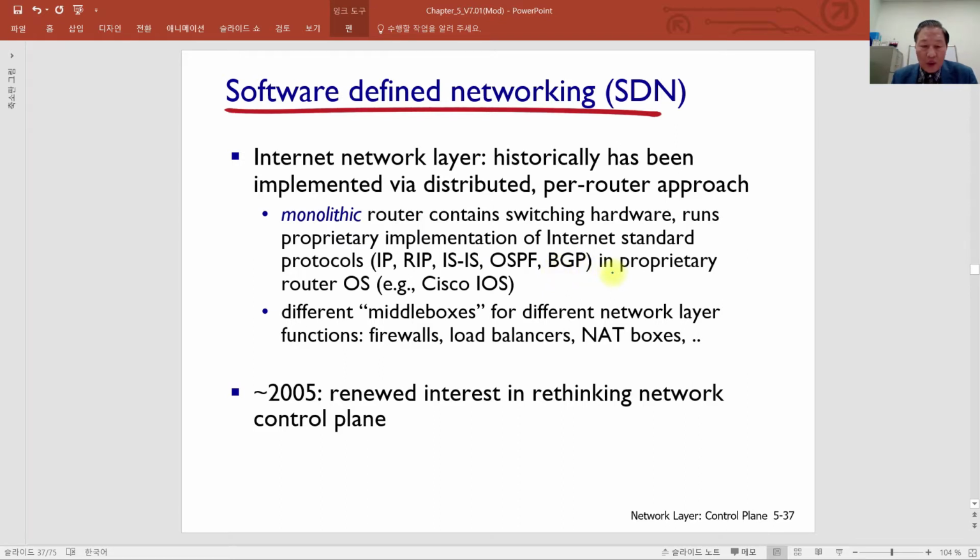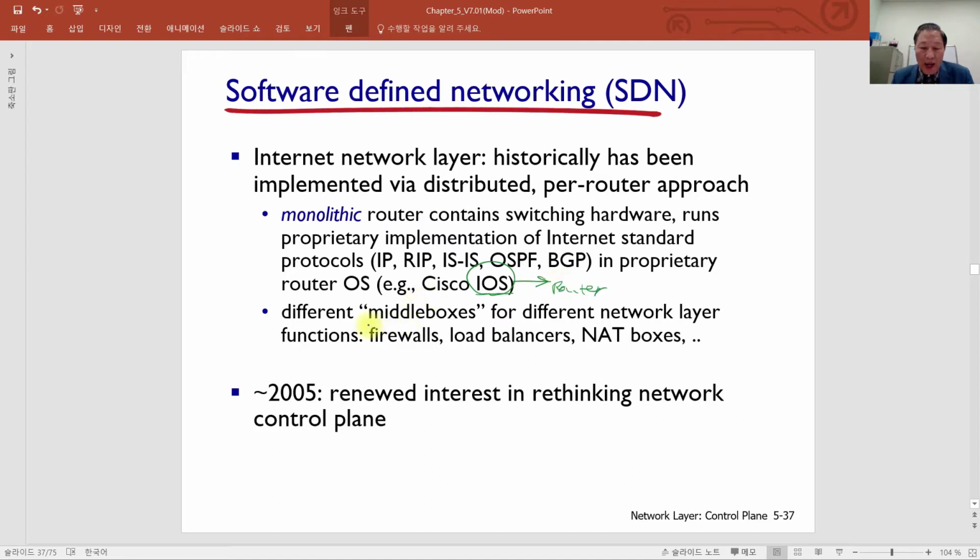This runs in a proprietary router operating system. For example, Cisco's networking operating system is Internetwork Operating System, so-called IOS. It is the same name as Apple's iOS, but Cisco used this one first, prior to Apple. That is the Internetwork Operating System, and it runs in the router.